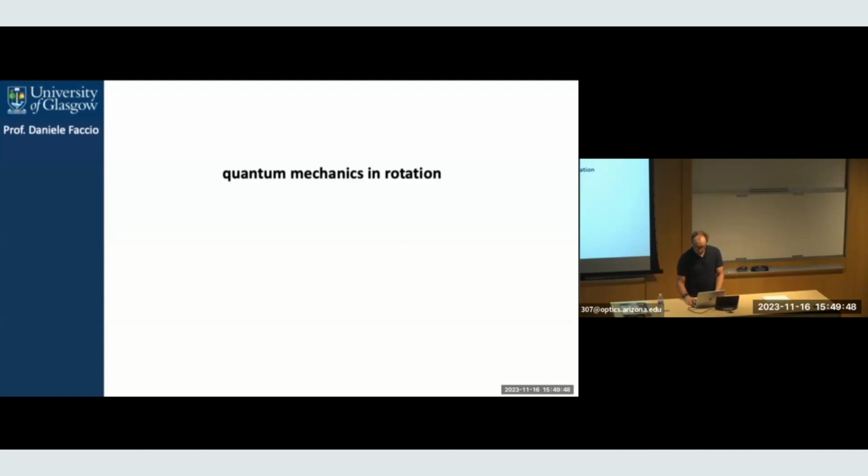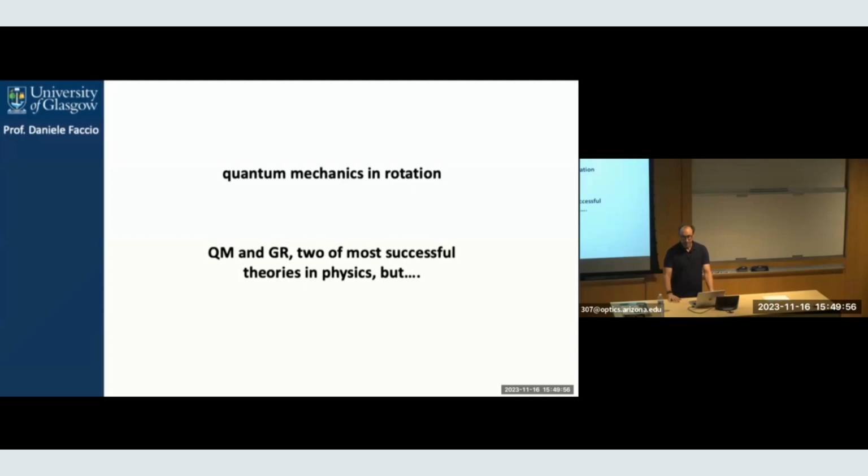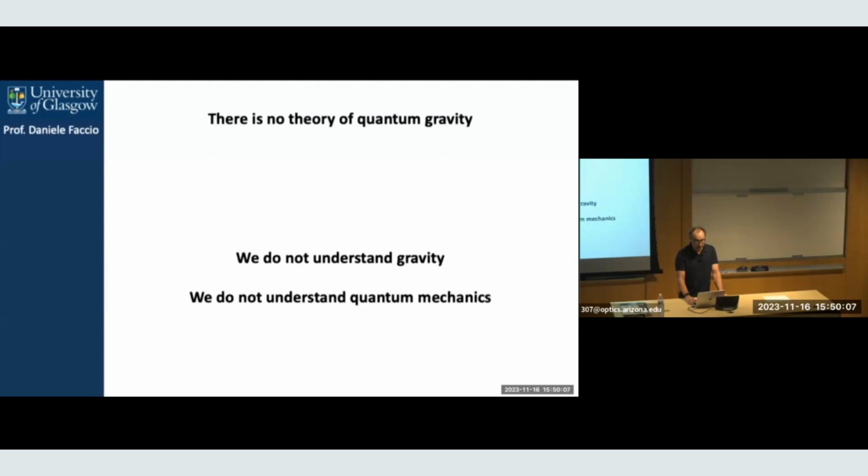So, but why look at this idea of quantum mechanics in rotation anyway? We have quantum mechanics and general relativity, which I would argue are two of the most successful theories in physics that we have at the moment, or have ever had. But there is no theory of quantum gravity.